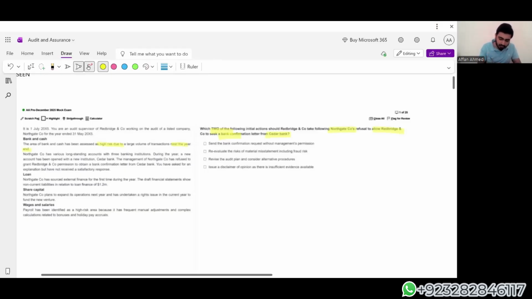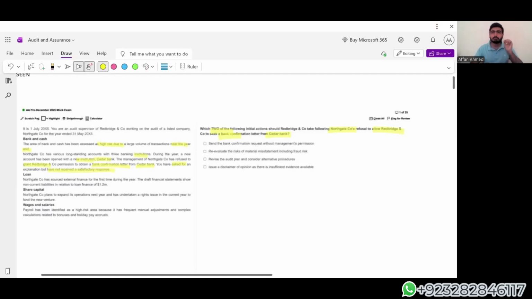Northgate Company has various long outstanding accounts with 3 different bank institutions. During the year, a new account has been opened with a new institution, Cedar Bank. The management of Northgate Company has refused to grant Redridge Company permission to obtain a confirmation letter from Cedar Bank. You are asked to assess what we should do. This is a problematic scenario for us. Why? Because we are having errant transactions and we are not allowed to get confirmation from them. It could be due to some genuine reasons, but we are skeptical here. We will try to investigate whatever we can.